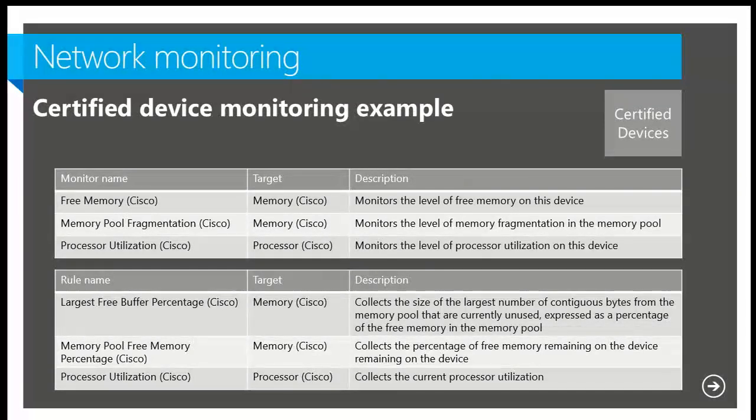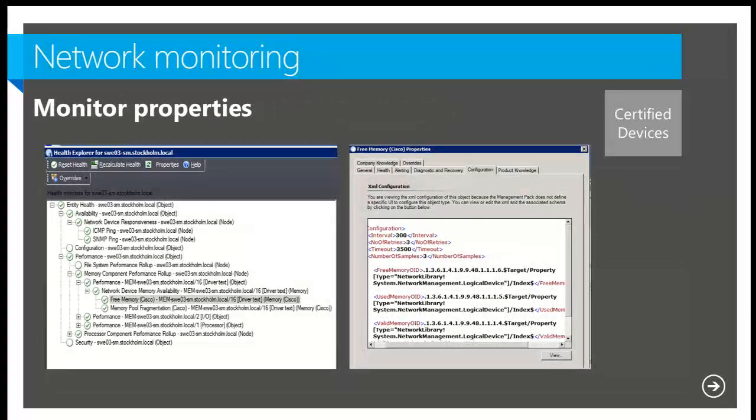Again, this is for certified devices. This is for Cisco specifically, but we support a large number of devices, and depending on the device, you might get other monitors and rules. You can have a look beforehand, of course, through the authoring section, but these are a few that you would get out of the box. Now, the monitoring itself, you can look up through the properties, see which OID we're using, what the settings are that you can override, and again, through authoring, you can set that up front if you want to tune that a bit.